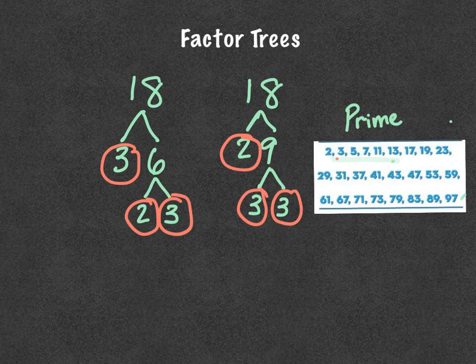Okay, so that's a quick introduction to factor trees. What you're looking to do is break down the number into its smaller parts, its smaller prime numbers that would end up multiplying together to get that number.